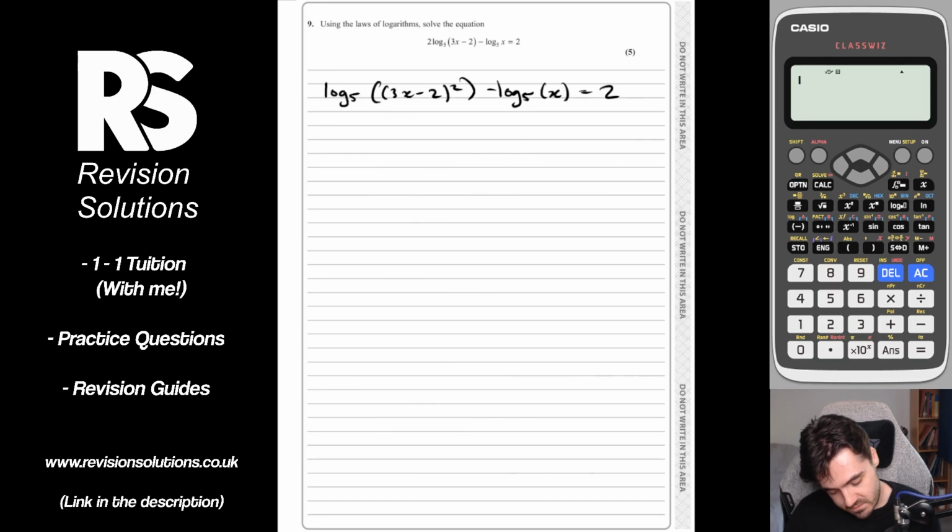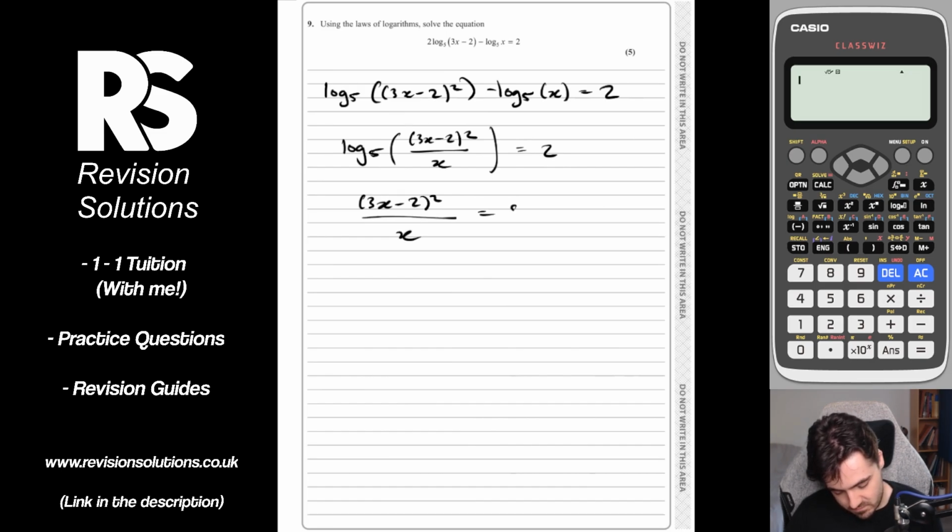Then using the subtraction rule, which just means we divide the arguments of our logarithms, we'd have log base 5 of (3x minus 2) all squared over x equals 2. And it's log base 5 of all that equals 2. So 5 squared is equal to everything in that logarithm. So (3x minus 2) all squared over x equals 5 squared.